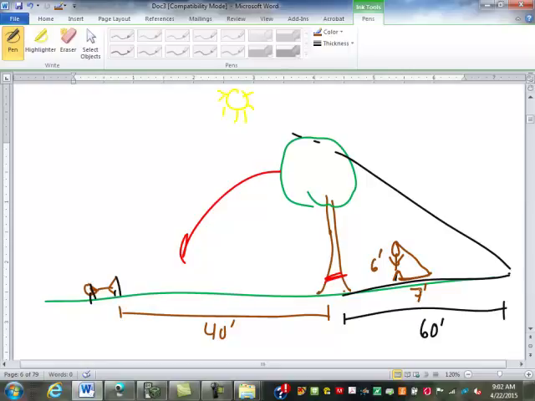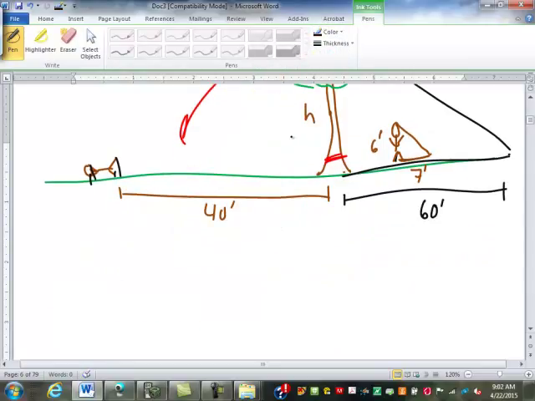So we need to know, what's the height of that tree? Is it going to reach Cody? What's it worth to you to not chop down the tree, Cody?